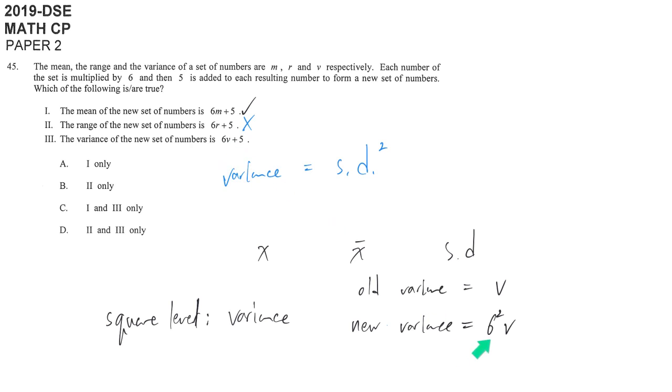If every data is times 6, then the variance will be increased by 6 squared times, but not just 6 times. So this statement is also wrong. The answer is 1 only.